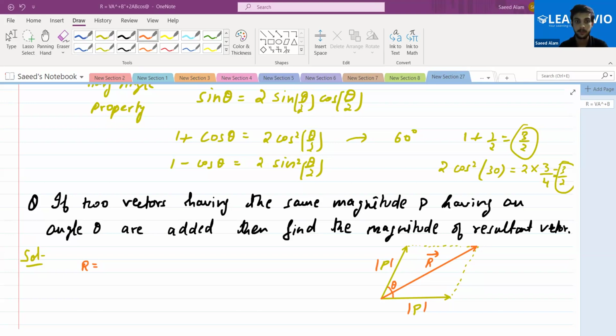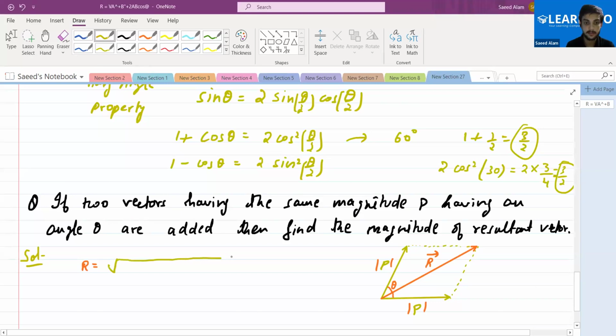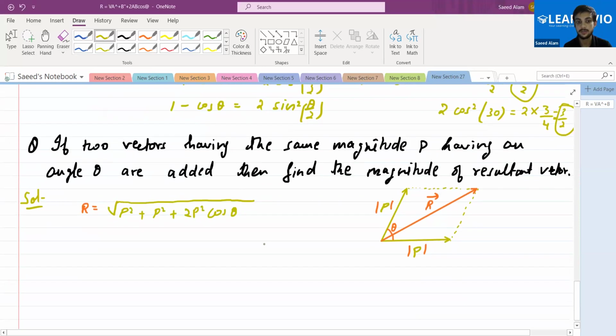I'm not able to get an answer. Okay, so you must have reached a particular expression of the R. What is it? P square plus P square plus 2P into P into cos theta, that is 2P square into cos theta. Is this yes or no? Yes. So this is the final answer actually. After this, you are just applying the mathematics. Let me show it to you.